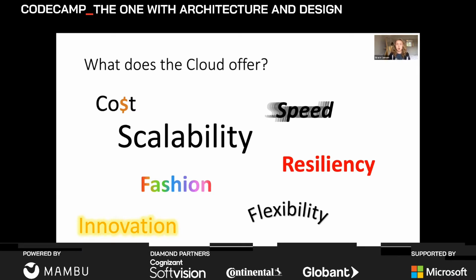So we've got things like cost. If you think about it, when you're utilizing a cloud provider, whether that's Google, IBM, Amazon, any of the large cloud providers, what they're able to do is work on a larger scale.